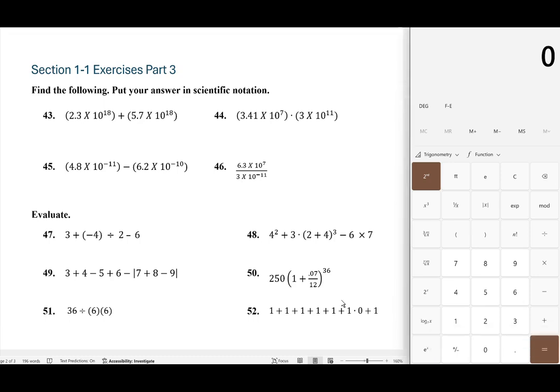Hello, this is the last installment of the solutions for exercises from section 1-1 for Math 101. We're going to be doing problems 43 through 52. If you missed the other ones, go ahead and watch part 1 or part 2.